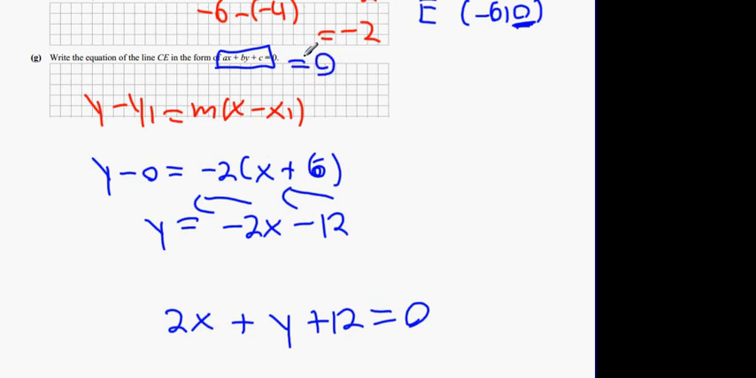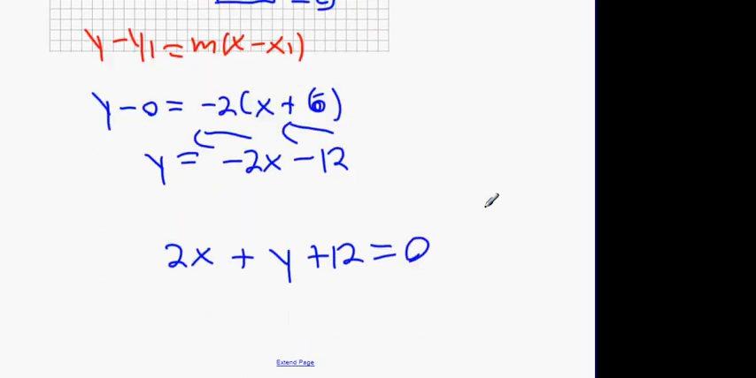Now there's another version of that answer. Can anybody give me another version of that answer? What happens if I multiply everything by minus 1? What do I get then? Minus 2x minus y minus 12 equals 0. Both answers should be acceptable, okay? Because it doesn't specify that a, b and c need to be positive or negative.